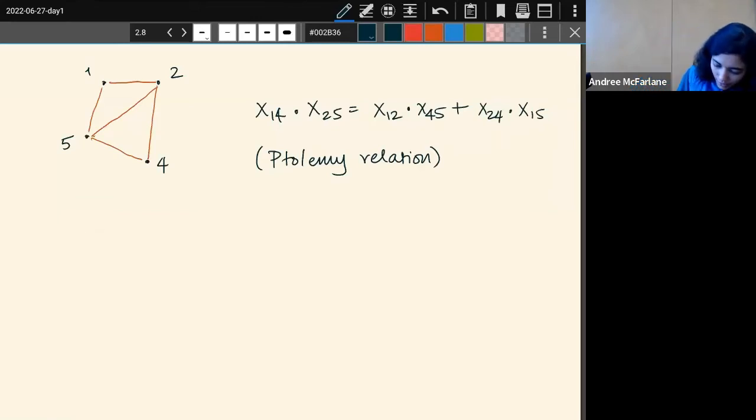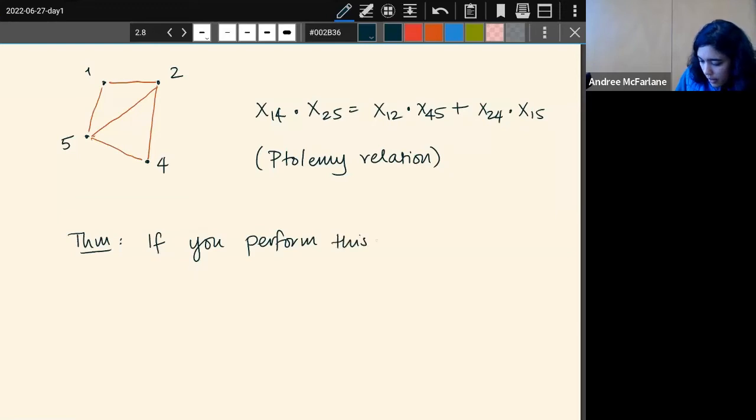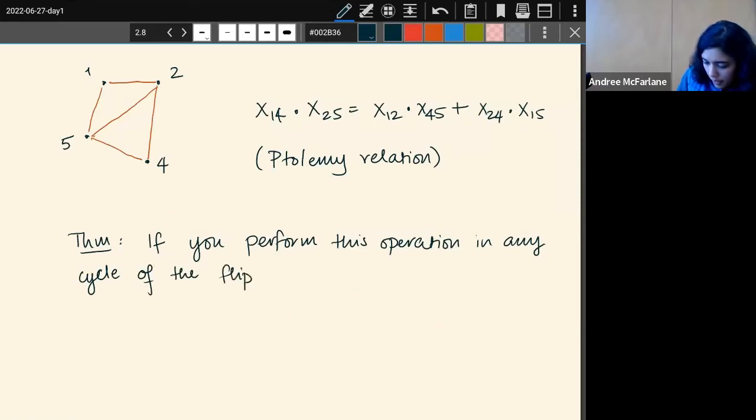Okay, so theorem. If you perform this operation in any cycle of the flip graph, you come back to the original set.